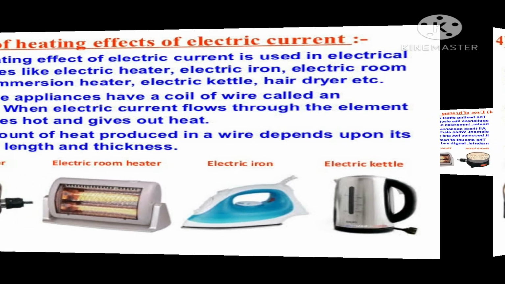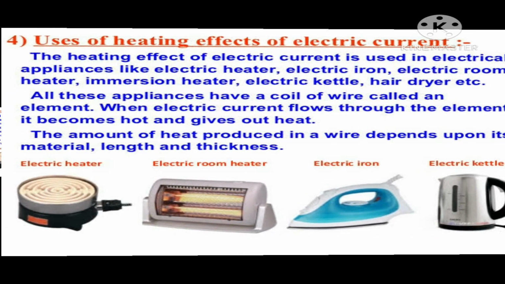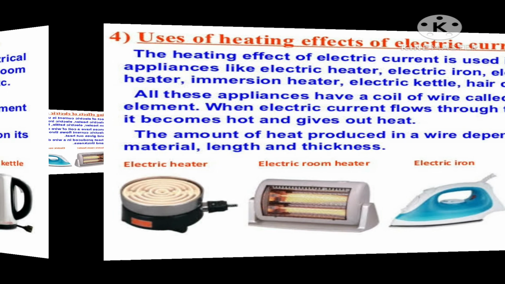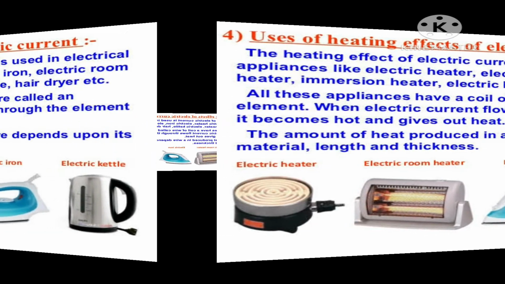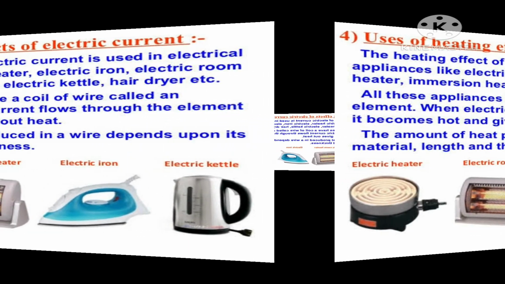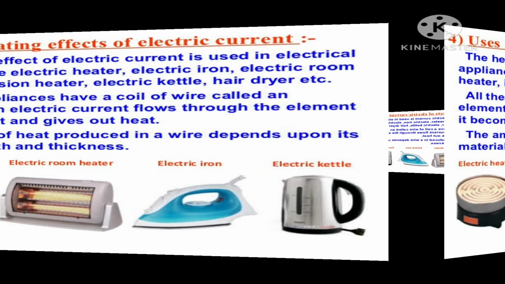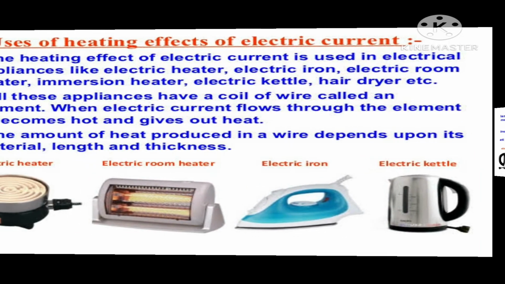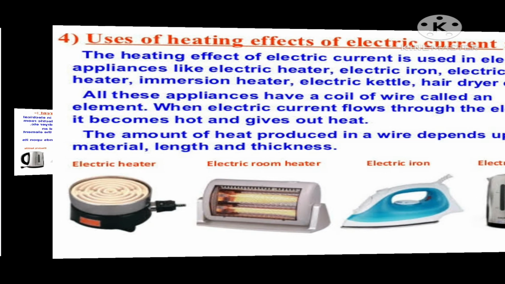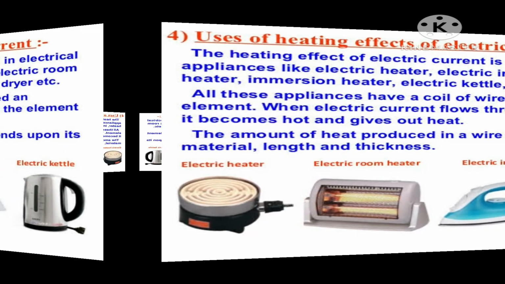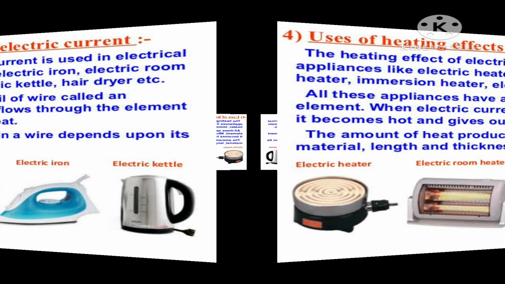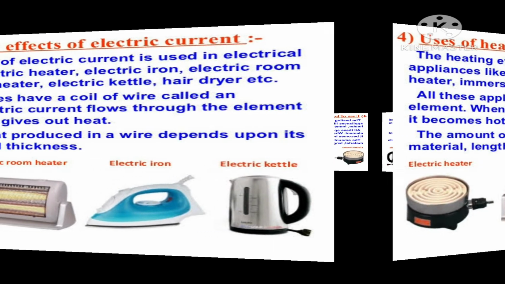All the electric heating appliances contain a coil of high resistance wire called the heating element, which is made up of nichrome alloy. When electric current is passed through an electric heating appliance, a large amount of heat is produced in the element, due to which it becomes red hot. The heat is then put to the desired use.